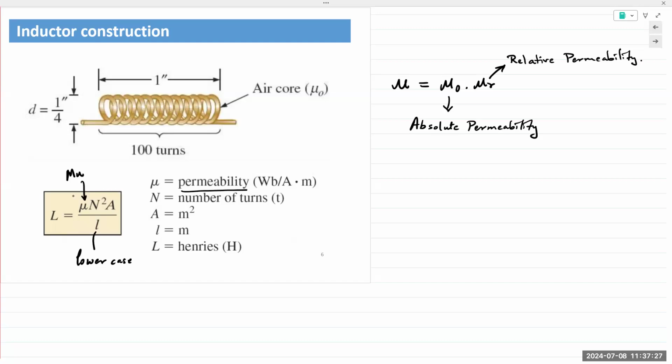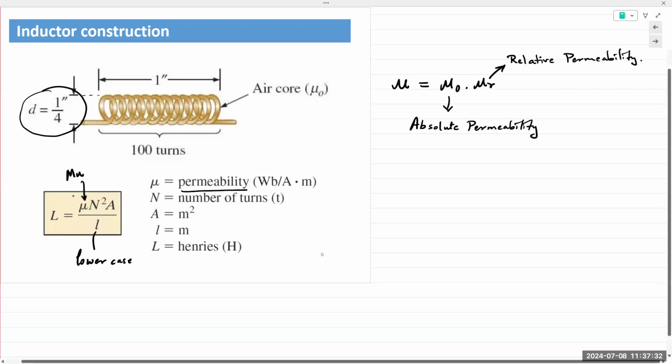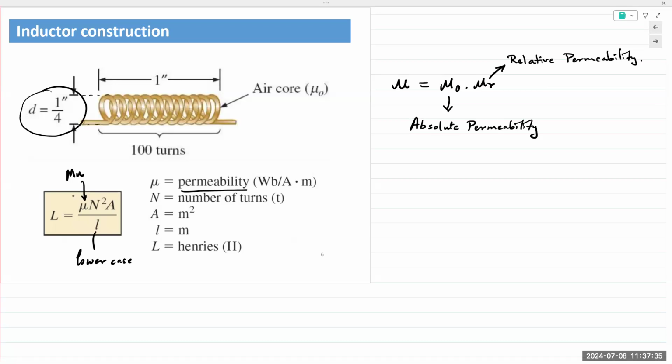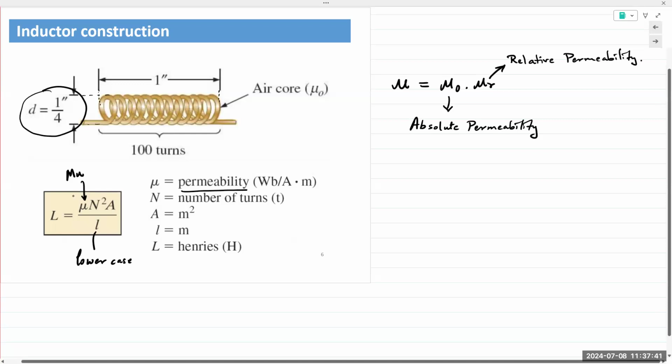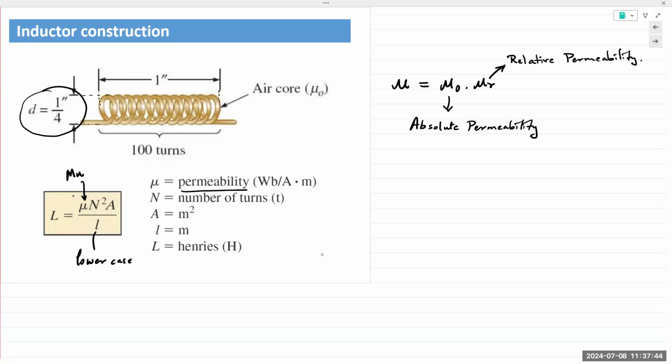A is the cross-sectional area of the core that comes from the diameter or the radius of the core. And l is measured from the beginning of the first loop to the end of the last. It's the length of the coil. It is not the length of the wire. If you unwind that spiral wire, that length is going to be much longer than the length of the actual coil. So again, l is from the first loop to the end of the last one.